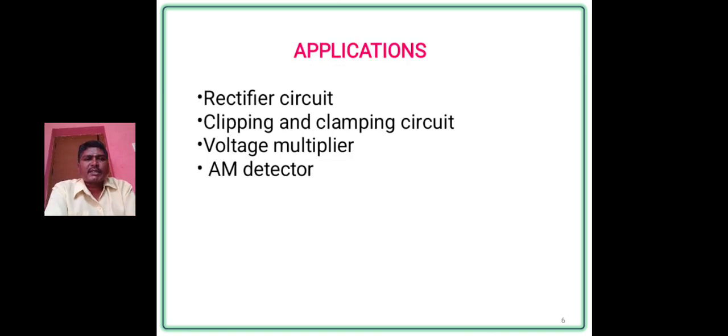Next one is applications. This PN junction diode is normally used in rectifier circuits, clipping and clamping circuits, voltage multipliers, and finally AM detectors.